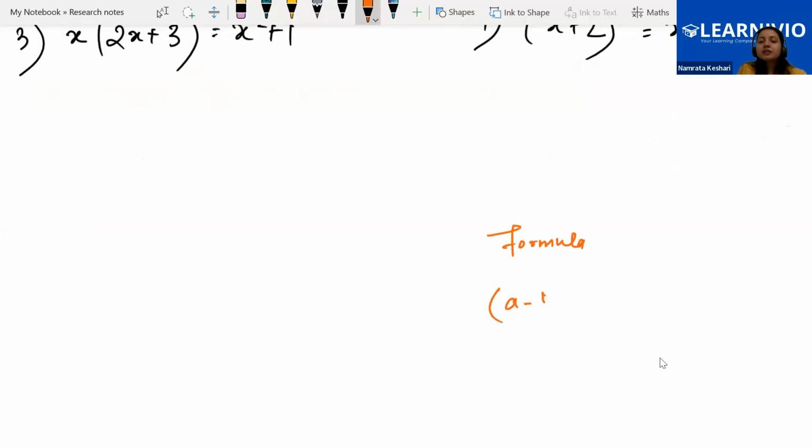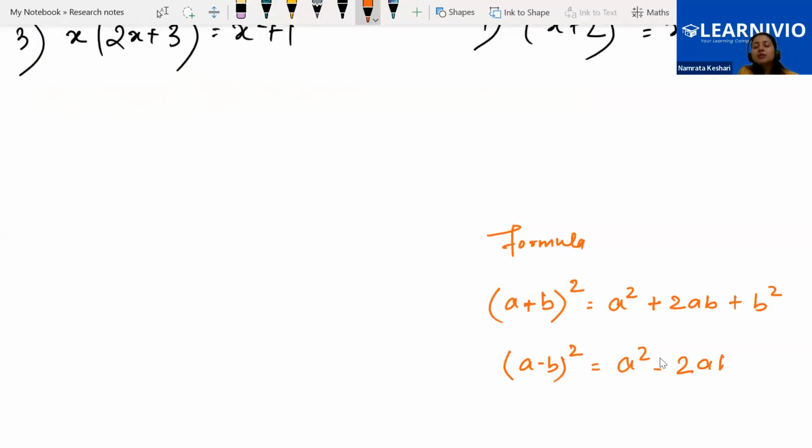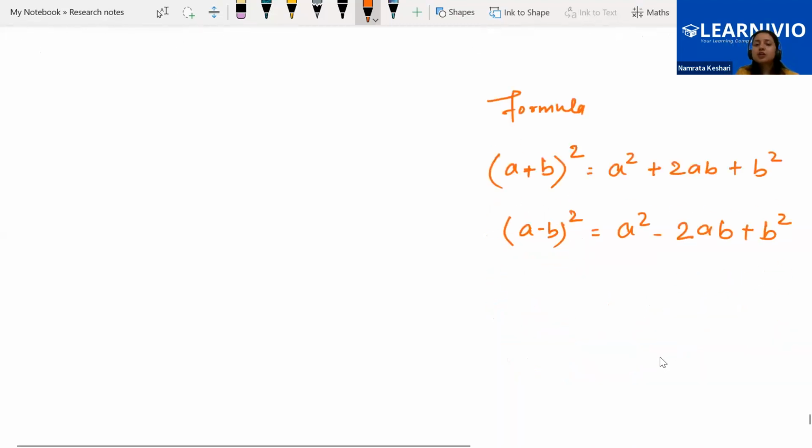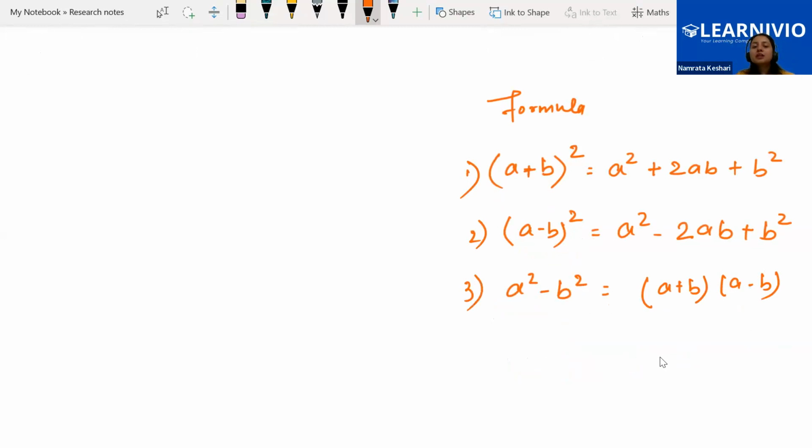If we are having a plus b whole square, first I am writing that, it is a square plus 2ab plus b square. If we are having a minus b whole square, the formula is a square minus 2ab plus b square. Note it down. Then you have to tell me whatever formula we will need. A square minus b square, the formula is a plus b in one bracket, a minus b in the other. Please don't get confused between formula number 2 and formula number 3.